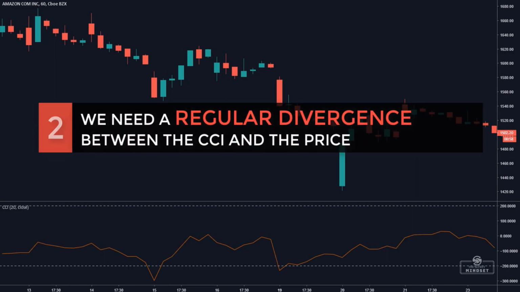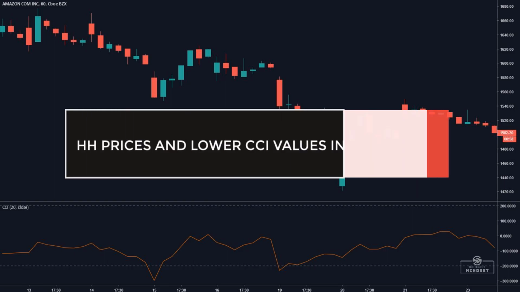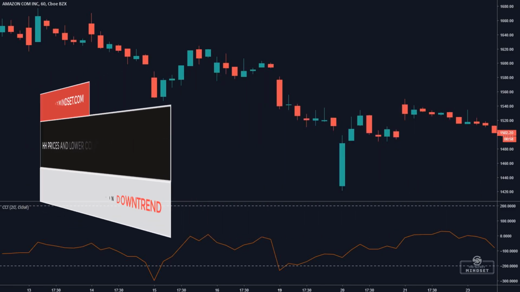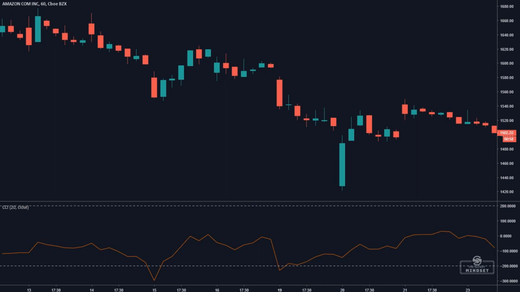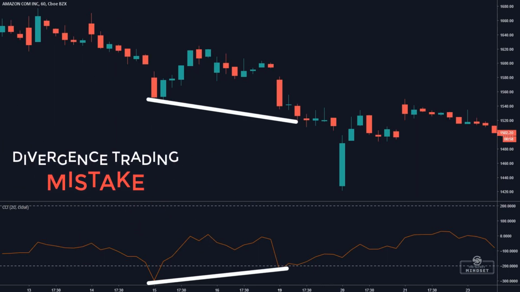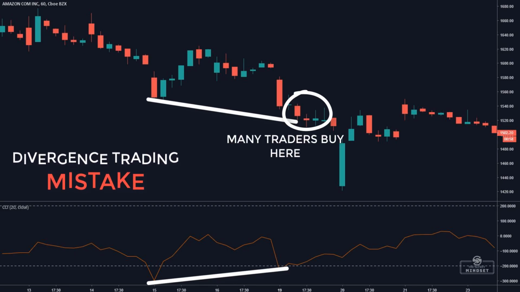Here's our second condition. We need a regular divergence between the CCI and the price. A regular divergence is characterized by higher high prices and lower CCI indicator values during an uptrend, and lower low prices plus higher CCI values during a downtrend. Most novice traders search for CCI divergences on the charts and automatically interpret this as a valid signal to enter the market.